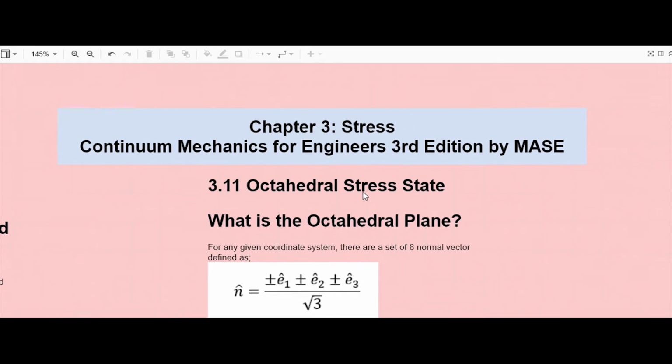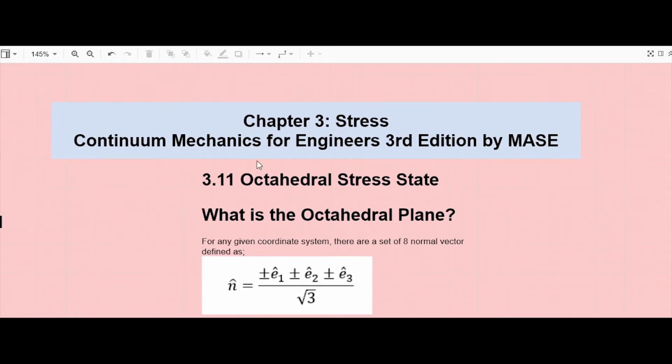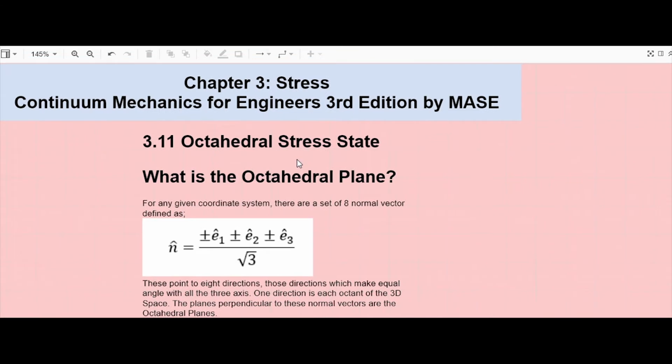I am following Continuum Mechanics for Engineers by Mase, third edition. Today we are going to be discussing topic 3.11, the octahedral state of stress. So first, what is the octahedral plane?